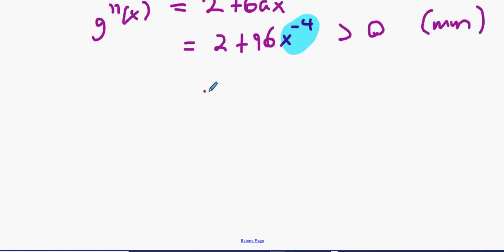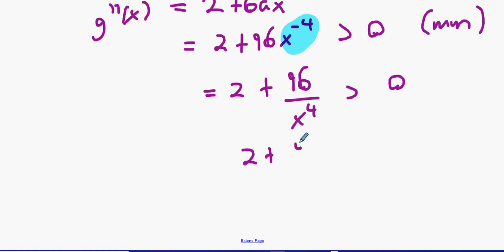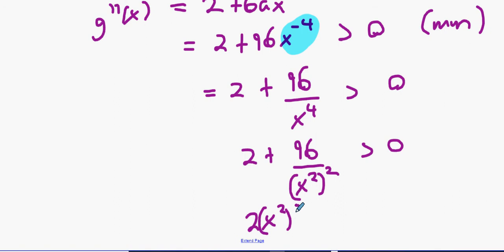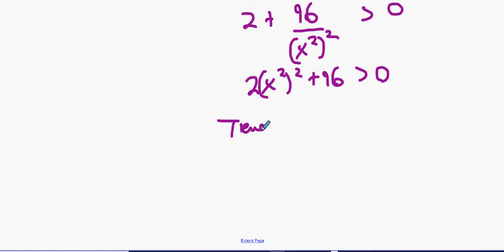So here's what we're going to do. We're going to have 2 plus 96 over x to the power of 4. And what is x to the power of 4? It's x squared to the power of 2, which is a guaranteed positive number. Okay? And if you really want, because it's a guaranteed positive number, you can multiply both sides by it. So you could end up with 2x squared to the power of 2 plus 96 greater than 0. And you say true, as x squared to the power of 2 is a perfect square and always positive.